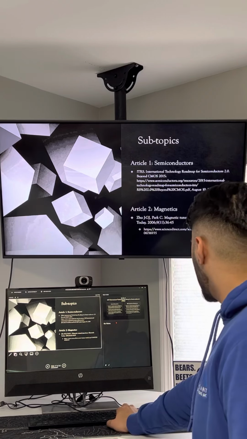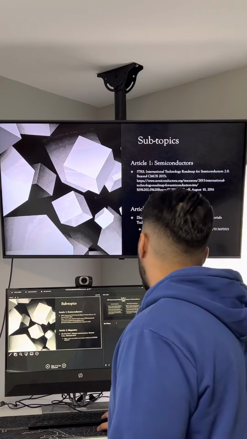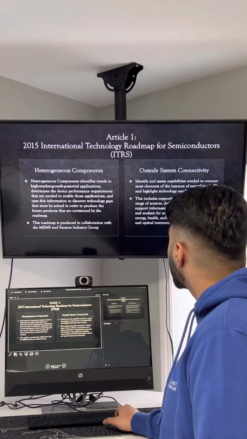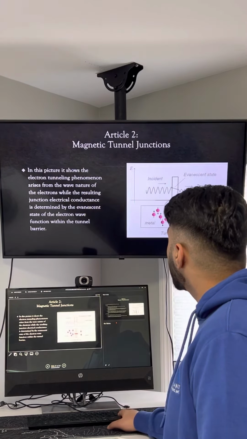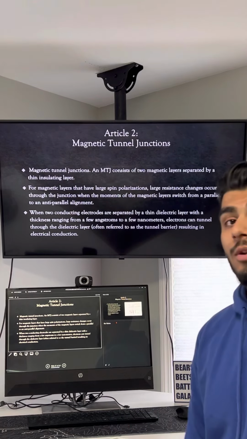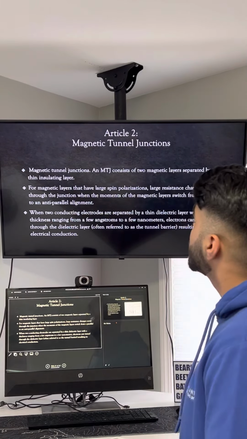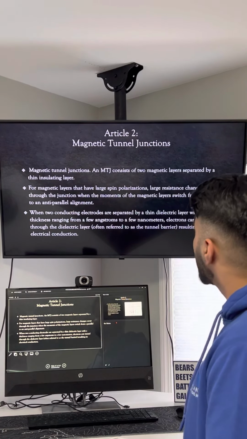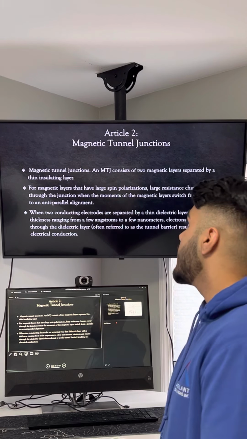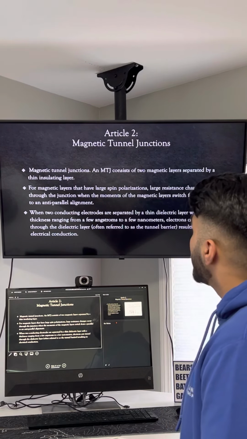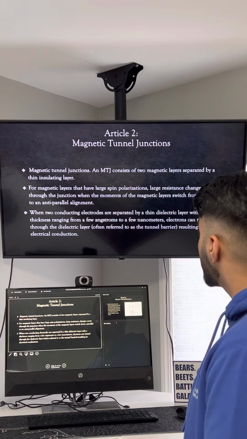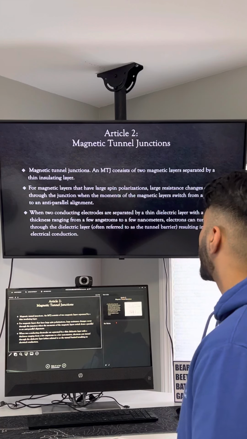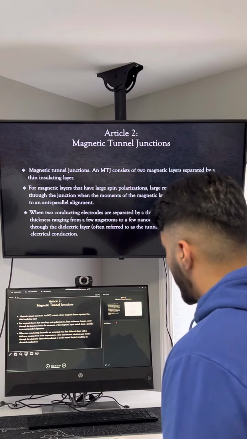They actually wrote this in 2006. It's a long time ago, wow. I was a child. But okay, let's just go back to the beginning of this. Alright, magnetic tunnel junctions. Magnetic tunnel junctions, or MTJ, as we're going to call it for short, consist of two magnetic layers separated by an insulating layer. For magnetic layers that have large spin polarizations, large resistance changes occur through the junctions when the moments of the magnetic layers switch from a parallel to an anti-parallel alignment.